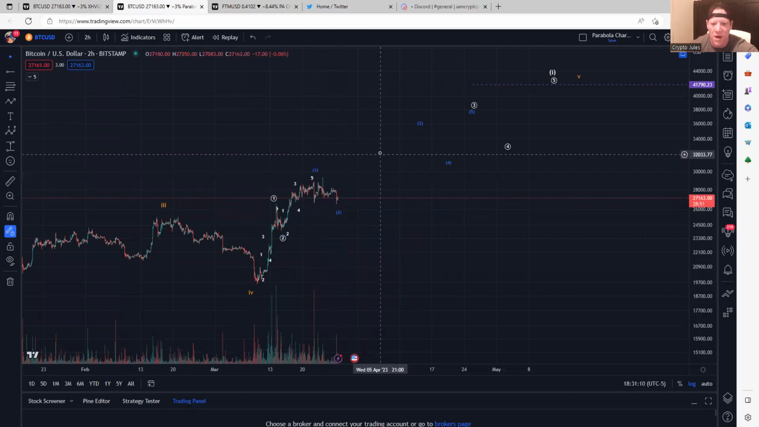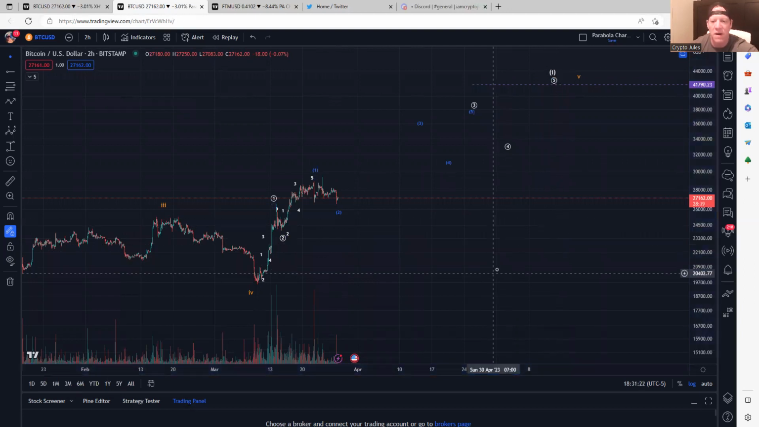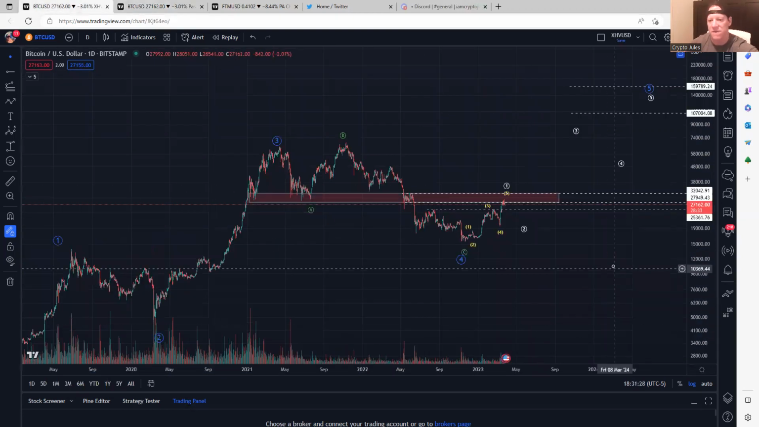We'll know if we get a rocket up into our 3, and then 4, 5, and then our larger degree 4, and then our larger degree 5 to put in our first wave of this potential 5-wave up. So that is the uber bullish scenario that I'm tracking. The next scenario that I'm looking at is just a real simple count.